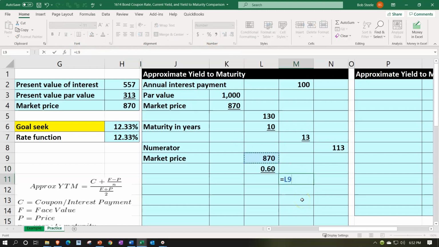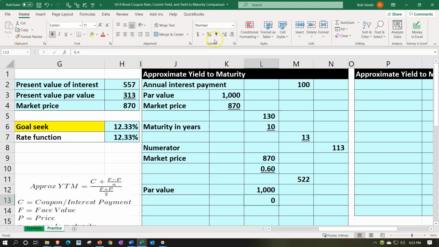This being the 870 times 0.6. And then we will pick up now we want the par value. The par value at the 1,000. The 1,000, let's pick it up top here, and that's times 0.4.